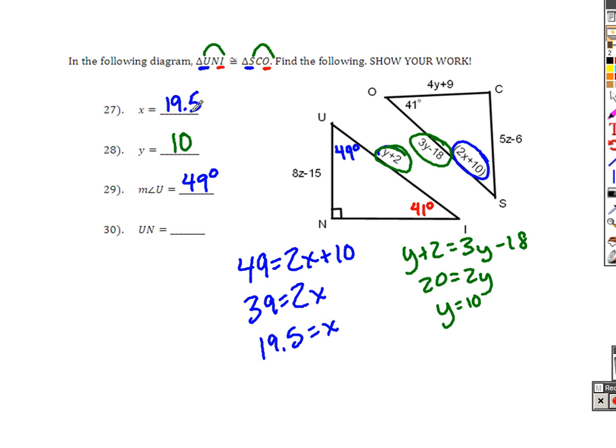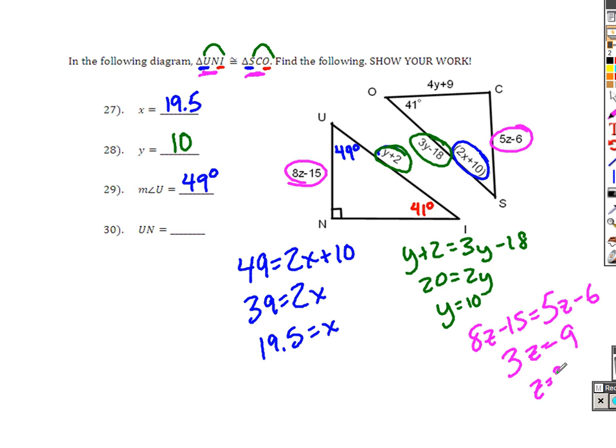19.5 for that answer. Then the last part of this problem is to find side length UN. Well, there's UN. UN is congruent to SC, which is over here. So those must be set equal to each other. So we have 8z minus 15 equals 5z minus 6. We're going to solve for this. 3z should equal 9. That means z equals 3.